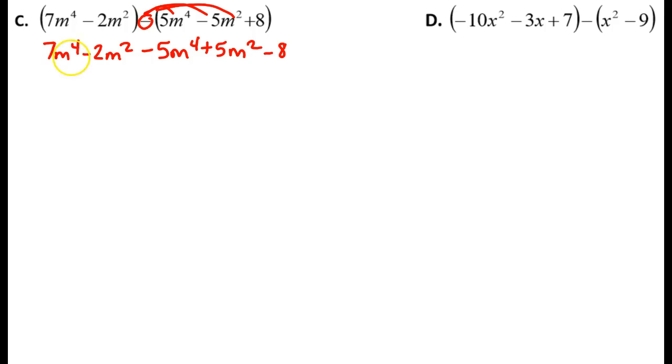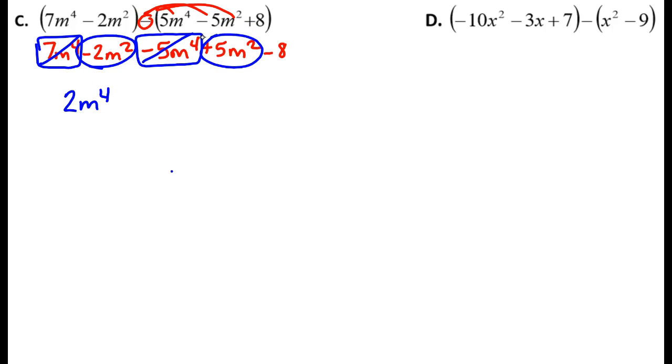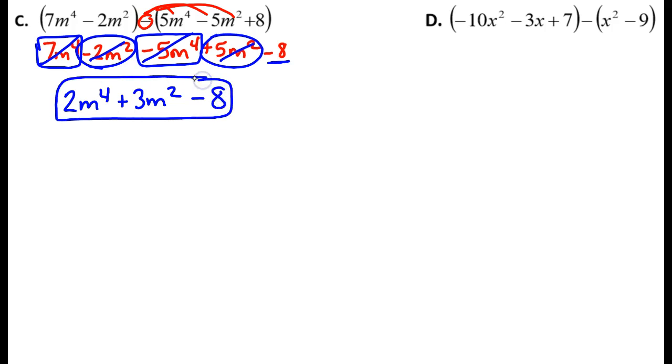So my largest exponent is to the fourth power, so I have 7m to the fourth power minus 5m to the fourth power. 7 minus 5 is a total of 2m to the fourth power. So that gets eliminated. Then I have negative 2m squared plus 5m squared. Negative 2 plus 5 gives me a total of 3m squared. And now that I've used those, I'm left with just this minus 8 at the end. So my final answer is 2m to the fourth plus 3m squared minus 8.